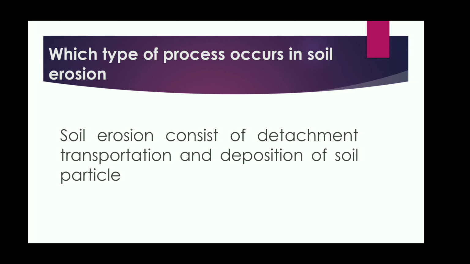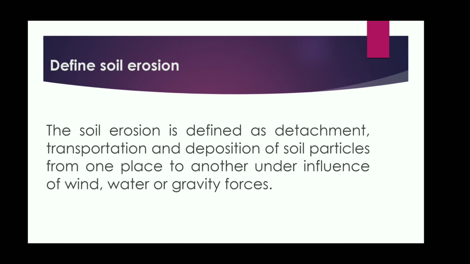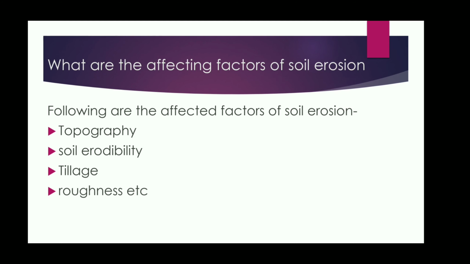Which type of process occurs in soil erosion? Soil erosion consists of detachment, transportation, and deposition of soil particles. Define soil erosion. The soil erosion is defined as detachment, transportation, and deposition of soil particles from one place to another under influence of wind, water, or gravity forces.